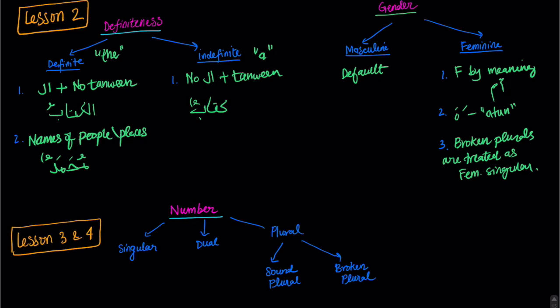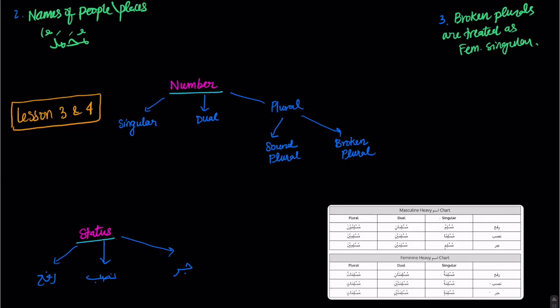So these are the 3 reasons we've learned so far that ism is considered feminine. Next, we learned about number. So in Arabic, an ism can take 3 types of number. It can be singular, dual, meaning 2, or plural.